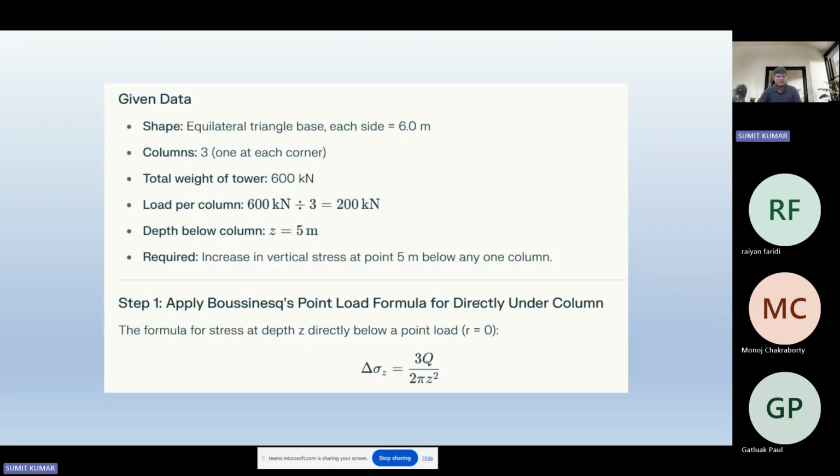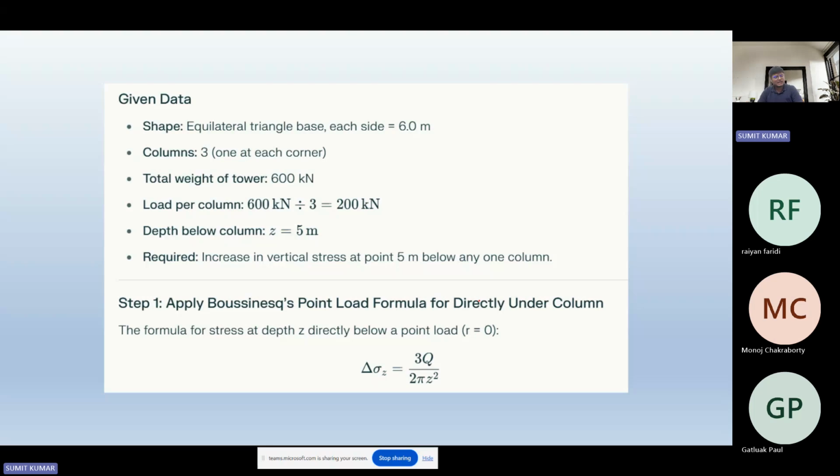Okay, so it is a simple problem. What is given? Given is an equilateral triangle of 6 meters, basically all the sides are 6 meters. The three columns are there, one on each corner. The total weight of the tower is 600 kilonewton. The load per column is 200 kilonewton. The depth below the column, z, is equal to 5 meter. We need to calculate the development of stress below any one of the columns. We need to evaluate the increase in the vertical stress at 5 meter below any one of the columns.